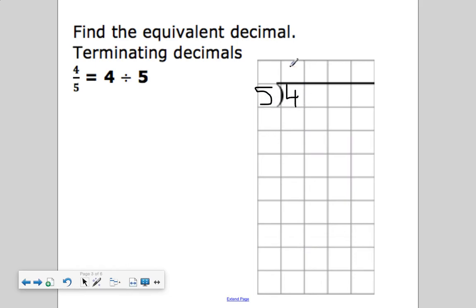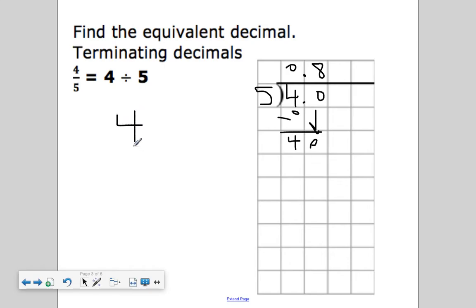Can 5 go into 4? No, it goes in 0 times. So I subtract this, I get 4. How can I rename 4 without changing its value? I put a decimal point and a 0, that's 4.0. I bring down the 0. And so 5 goes into 40 8 times. Don't forget the decimal point. So 4/5 is equivalent to 0 and 8/10.